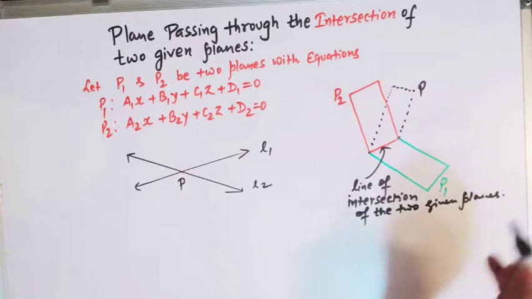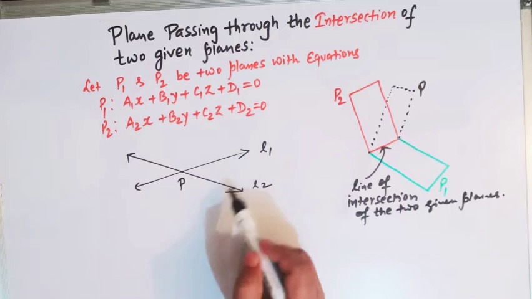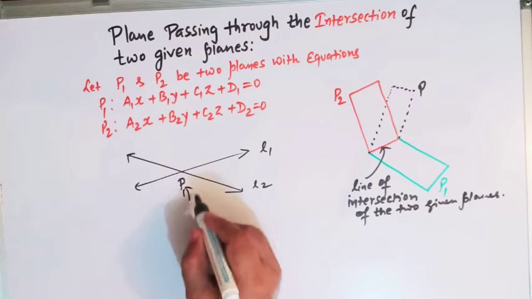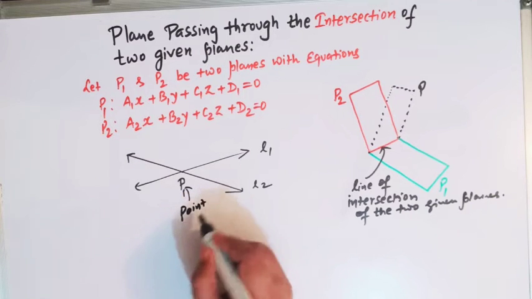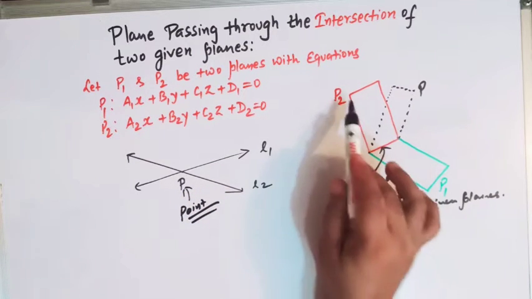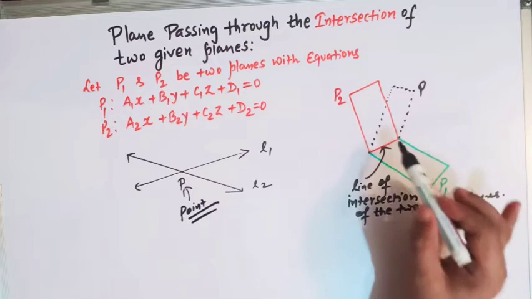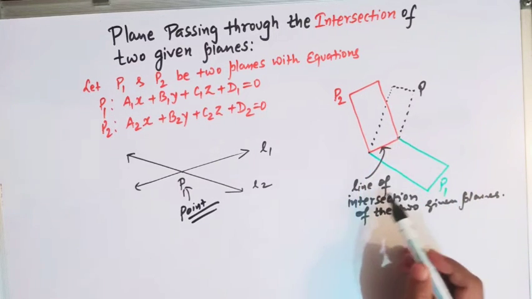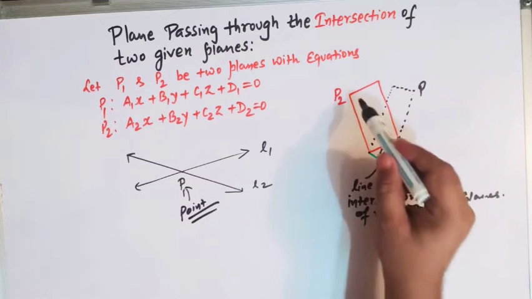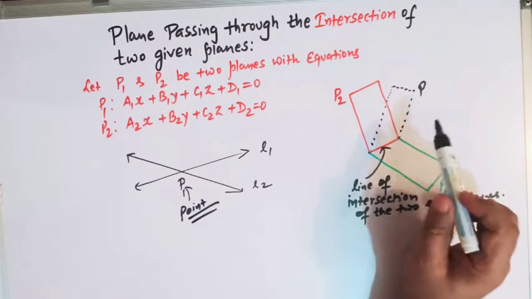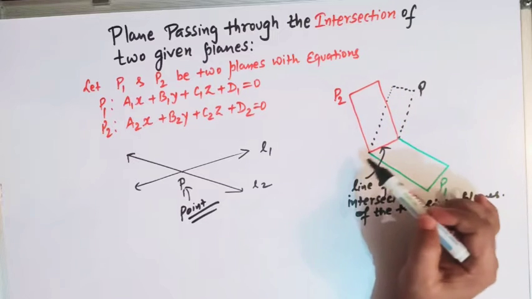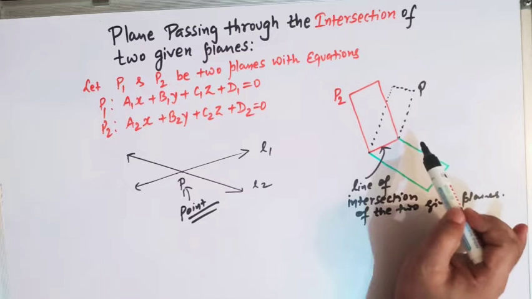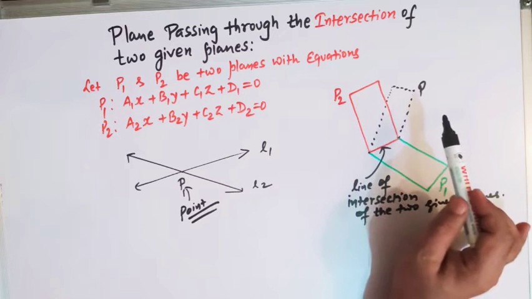So what we have concluded here: when two lines intersect, they intersect at a point. But when two planes intersect, they intersect in a line, and the line is called the line of intersection of the planes, and the plane passing through this line of intersection of these two planes is called the intersecting plane, right?